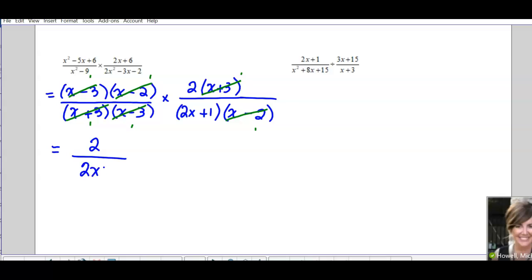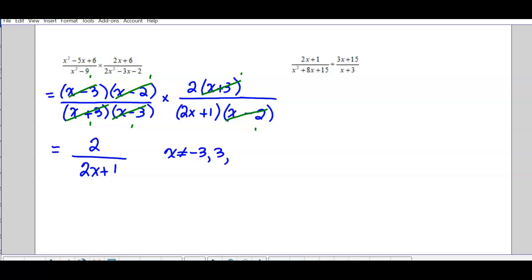So 2x plus 1. In terms of your non-permissible values, you go back to your factored form of both rational expressions. So from the first one, we have -3 and +3. From the second one, we have -1/2 and +2. Okay? And we're done.